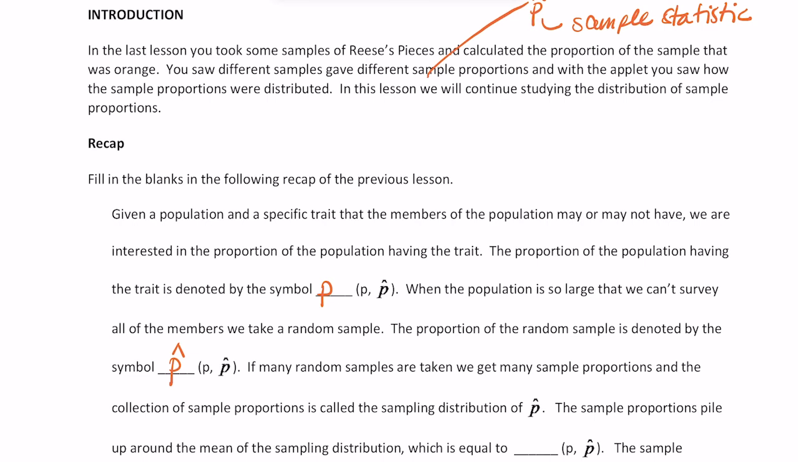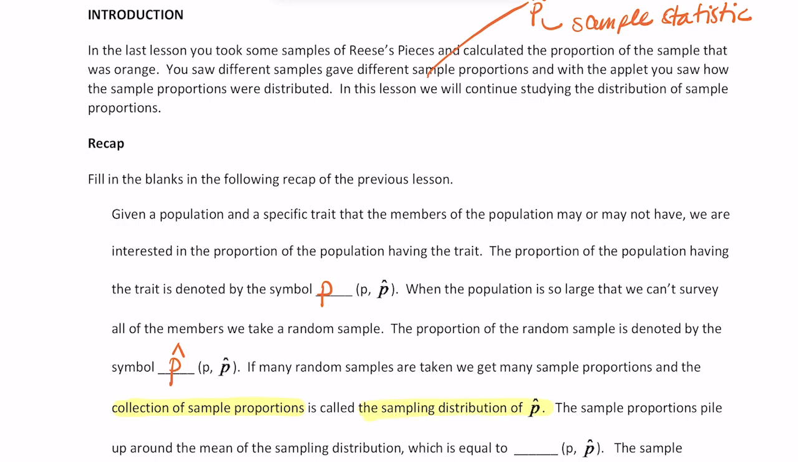And that's really important because we're going to be looking at that over and over again as we are investigating problems in the rest of the chapters. So again, when we take random samples and we get many sample proportions, that collection of sample proportions is known as the sampling distribution of P hat.